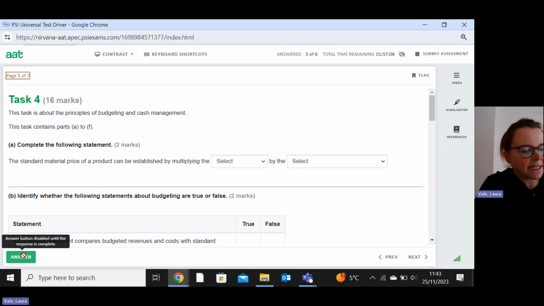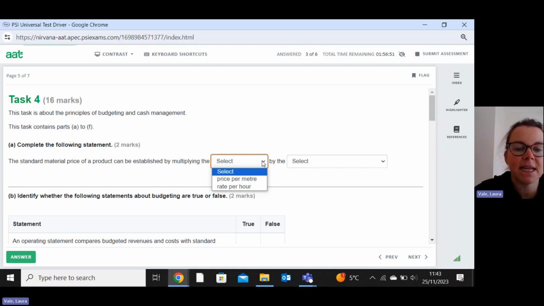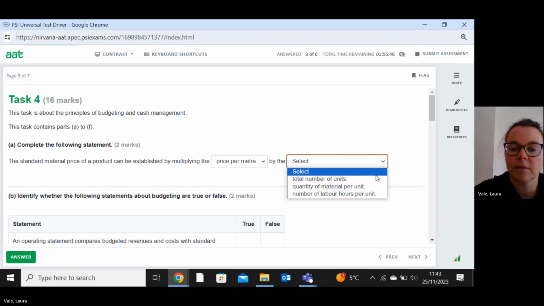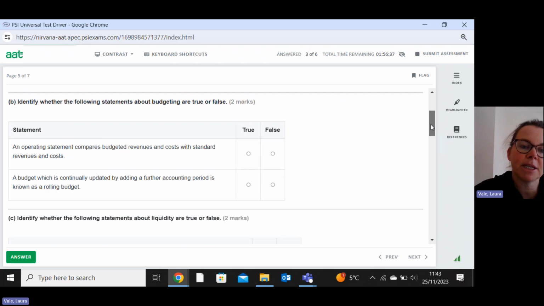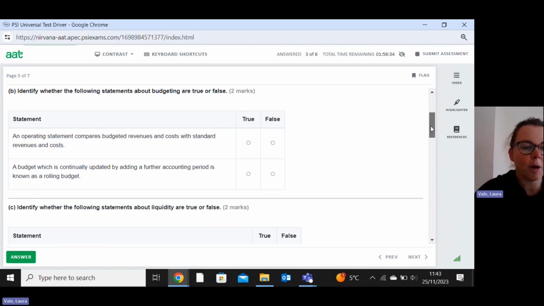Right, task 4, which is 16 marks, about the principles of budgeting and cash management. So the standard material price of a product can be established by multiplying, so it's material, so it must be price per meter, by the quantity of material that you need per unit. Identify whether the following statements about budgeting are true or false. An operating statement compares budgeted revenues and costs with standard revenues and costs.